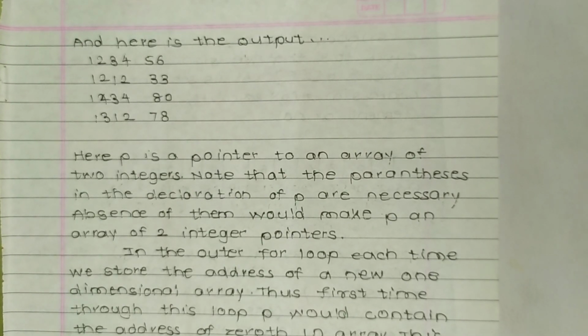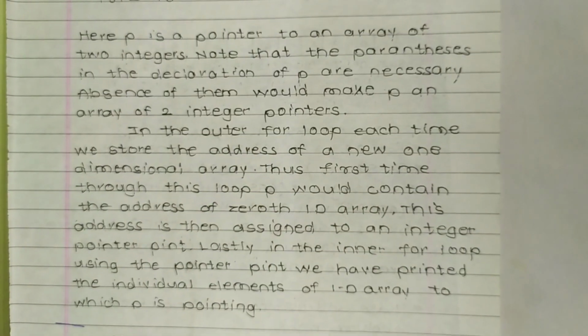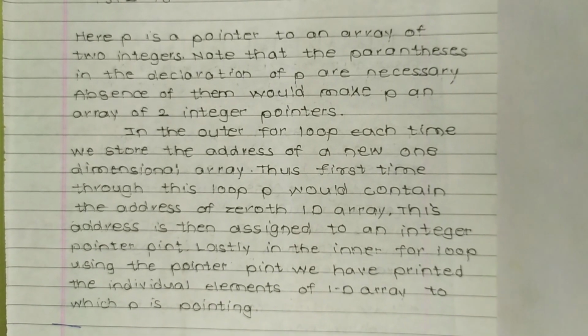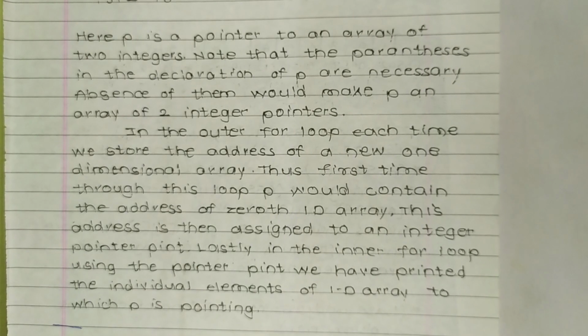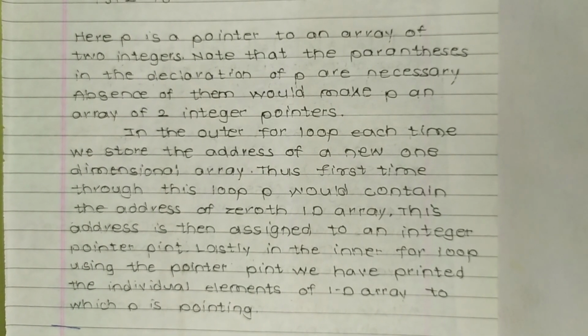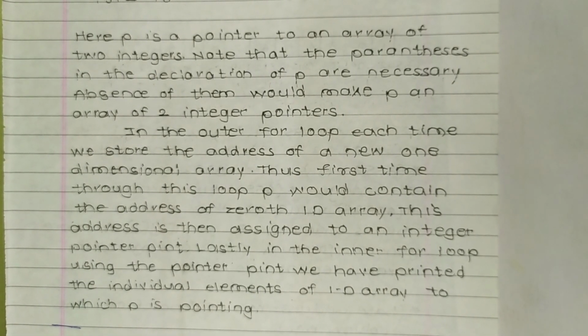Note that the parentheses in the declaration of p are necessary. Absence of them would make p an array of 2 integer pointers. In the outer for loop, each time we store the address of a new one-dimensional array. Thus the first time through this loop, p would contain the address of the 0th 1D array. This address is then assigned to an integer pointer pint.